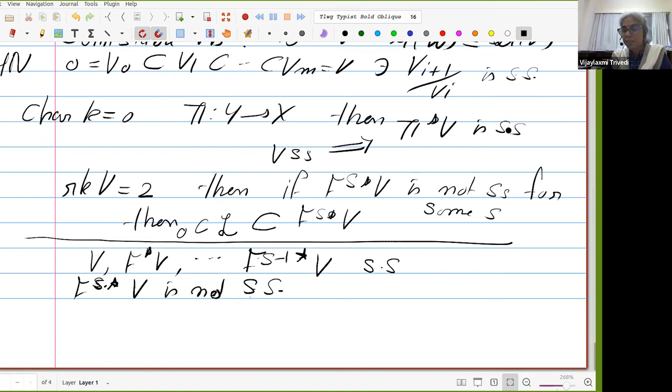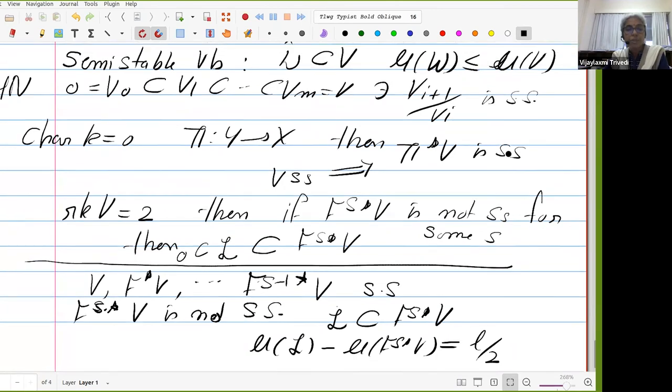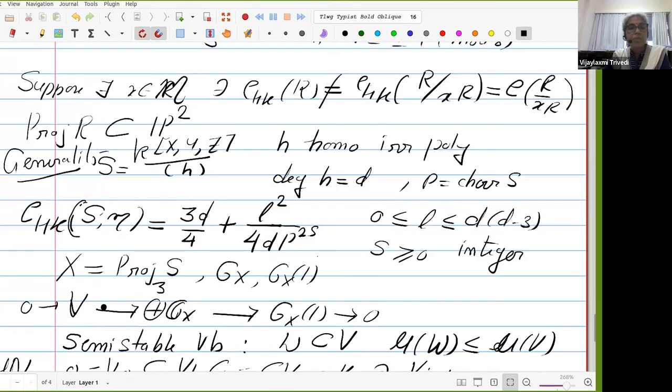So that's the Harder-Narasimhan filtration, which is here, F_s upper star V. So that means mu of L should be greater than mu of F, this one. So this is equal to L mod 2. So I come back looking at this number. This is telling me at which stage your bundle will destabilize. Till then it will remain semi-stable.